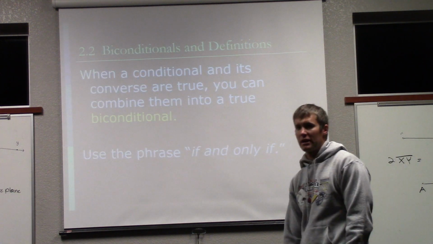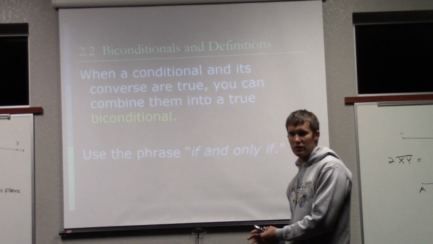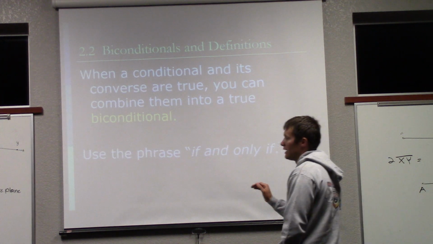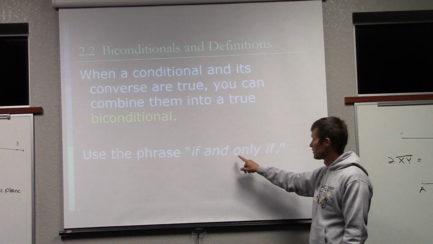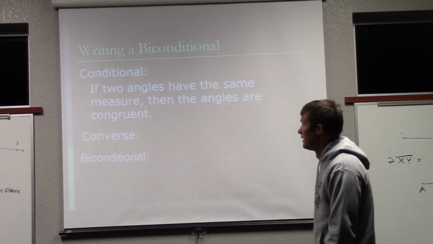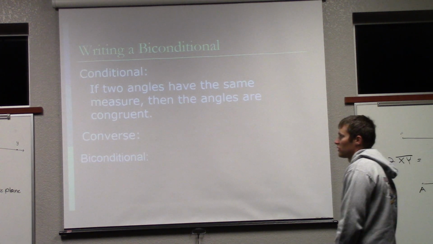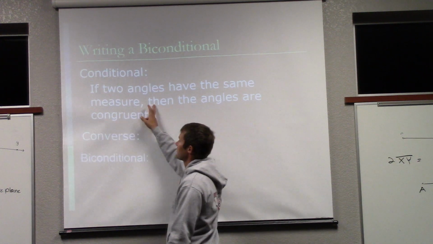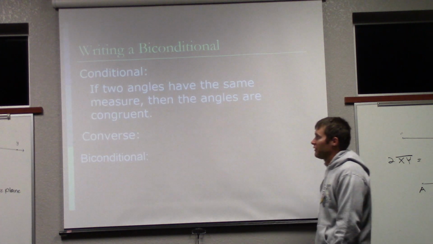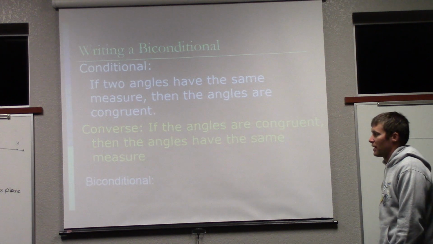So first of all, what is a biconditional? What we're going to do is look at a conditional statement and its converse. And if both of those statements are true, then we'll write a biconditional. A biconditional is just a phrase using the words if and only if. Example: if two angles have the same measure, then the angles are congruent. So again, a conditional is an if-then statement. For the converse, we switch the hypothesis and the conclusion: if the angles are congruent, then the angles have the same measure.